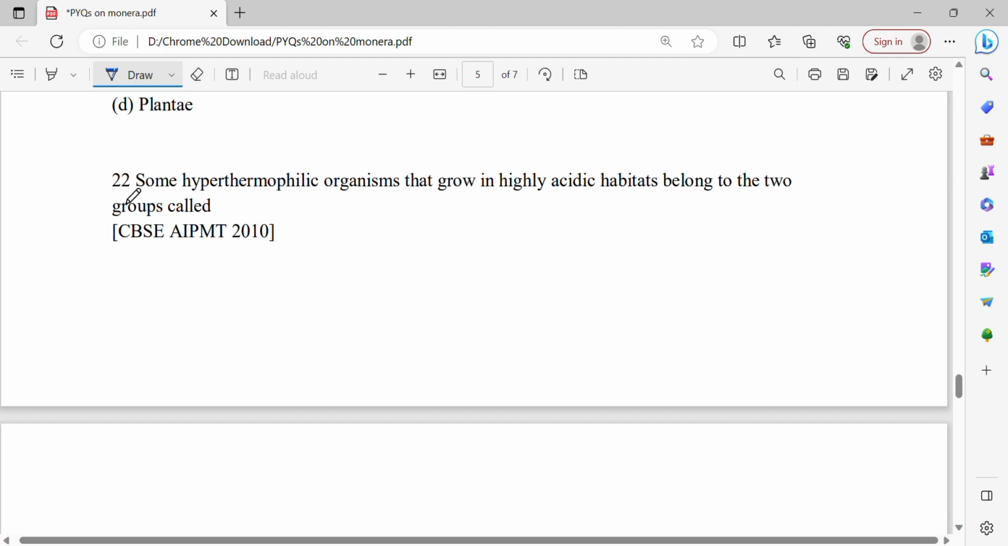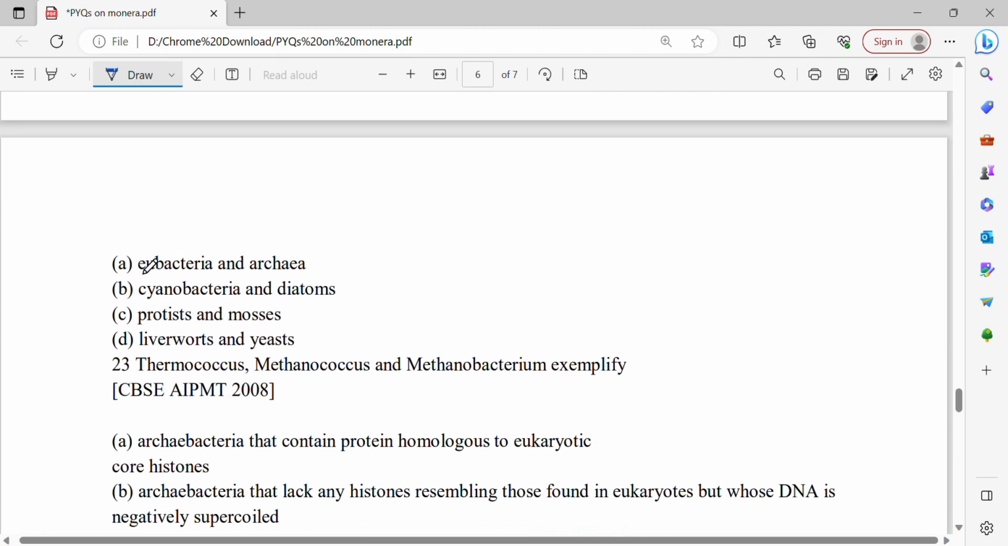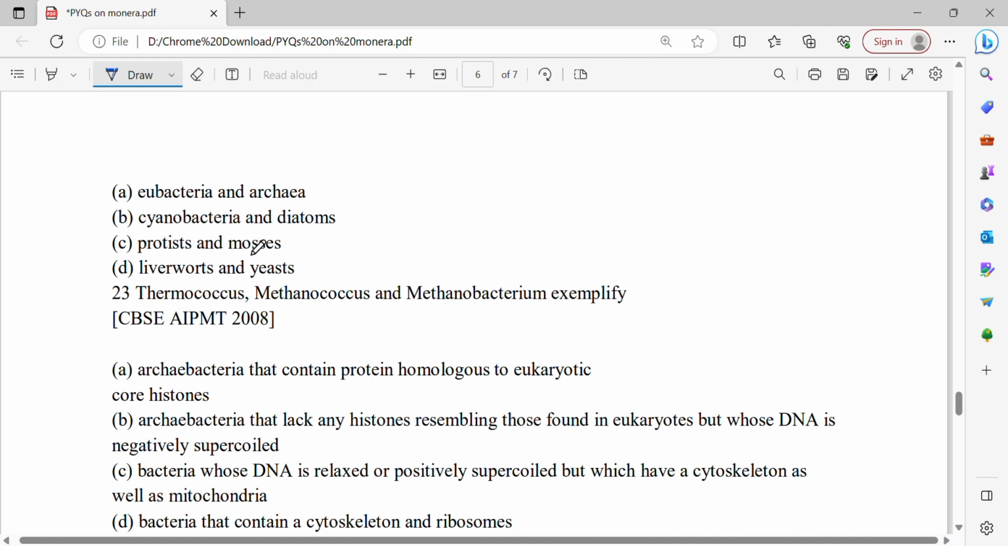Question number 22. Some hyperthermophilic organisms that grow in highly acidic habitats belong to the two groups called option A eubacteria and archaea, option B cyanobacteria and diatoms, option C protists and mosses, option D liverworts and yeast. And the correct option is option A eubacteria and archaea.